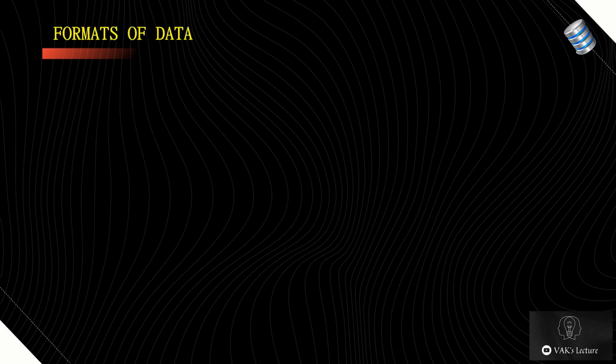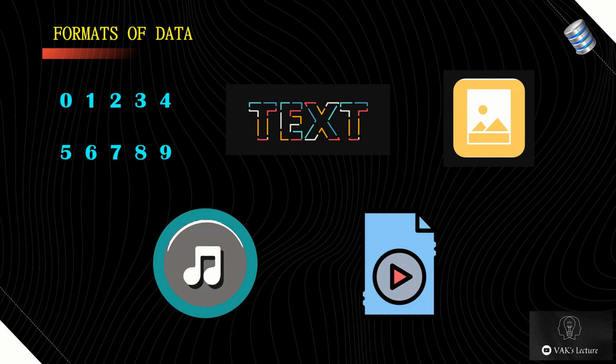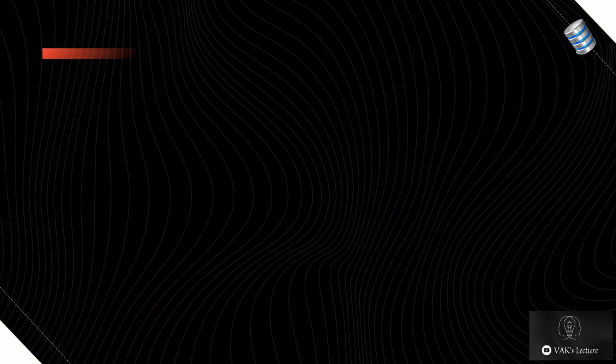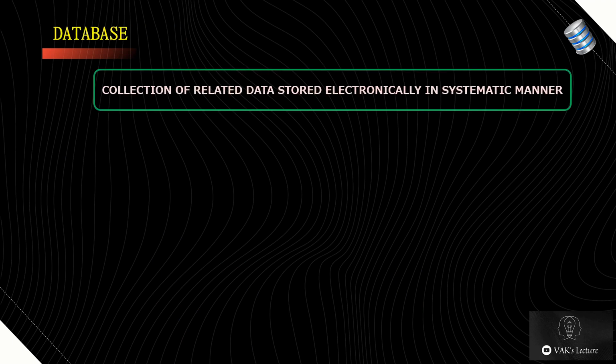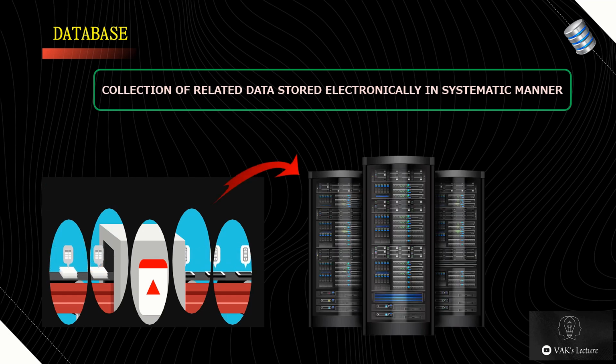Formats of data. Data can be in many formats like numbers, text, pictures, audio, video, etc. So now we will see what is database. According to the definition, database is a collection of related data stored electronically in a systematic manner. So now we will discuss this definition.